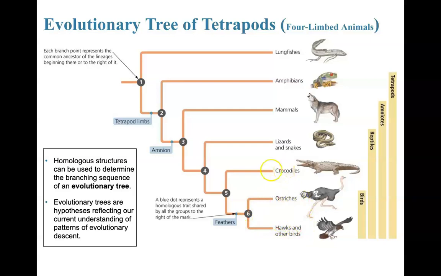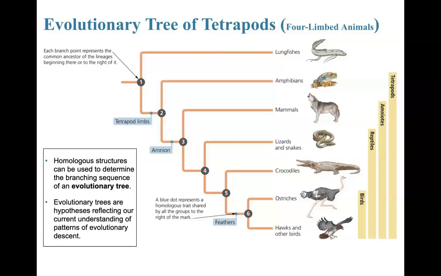Crocodiles are not. Crocodiles never got there. Lungfishes certainly are not. Lungfishes don't share any ancestors with anything else other than common ancestor number 1. So as we go to the right, we get more detailed with the common ancestor shown between the different species.